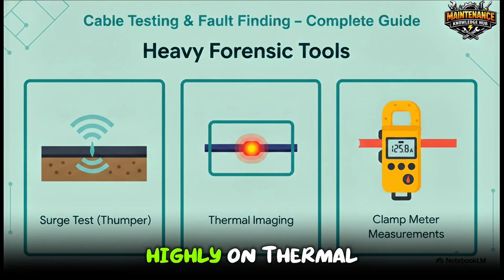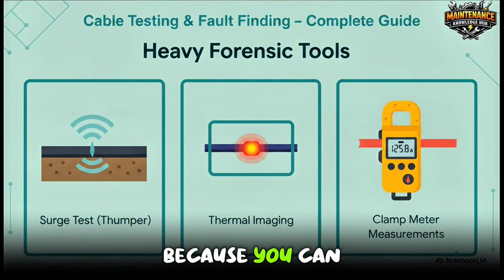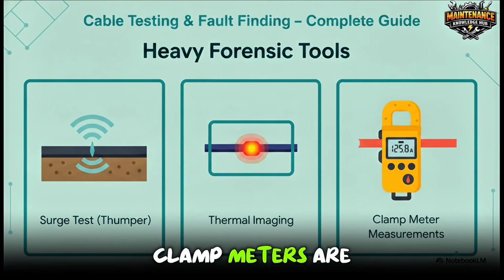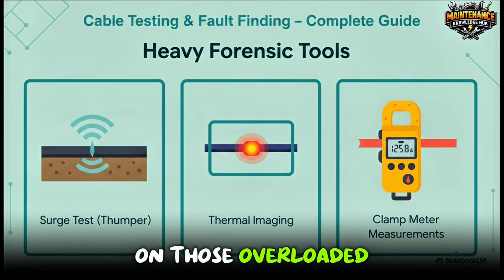We also rely highly on thermal imaging using infrared cameras. This is brilliant because you can scan for overloaded hotspots, damaged joints, or loose connections while the power is completely on. It allows for preventive maintenance without interrupting your daily service. And of course, clamp meters are used to quickly check for current imbalances and leakages on those overloaded circuits.